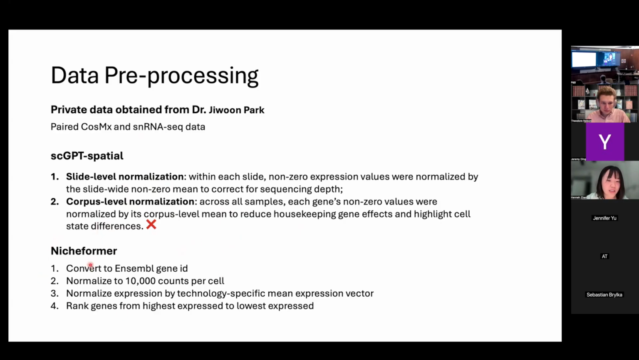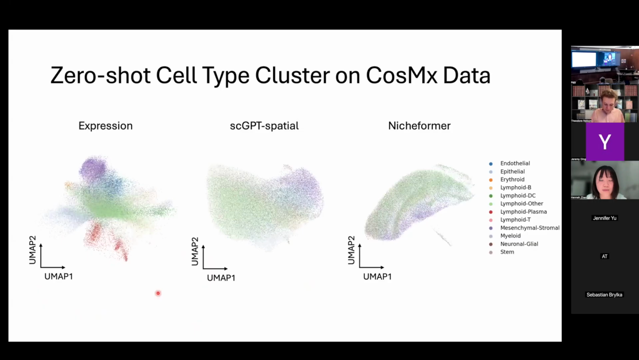And for the Nicheformer, they use the Ensembl gene ID. So you have to convert your data to Ensembl gene IDs and then normalize to 10,000 counts per cell. And then they normalize expression by a technology-specific mean expression vector, which means they give a mean and standard deviation for each sequencing technology. Here I use the Cosmics and their single cell RNA-seq. And also they rank the genes from the highest expressed to the lowest expressed. Yeah, that's for the data pre-processing.